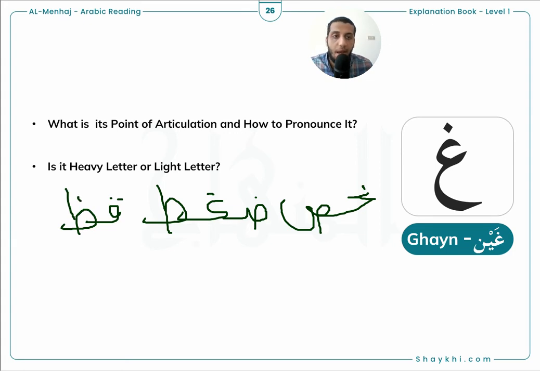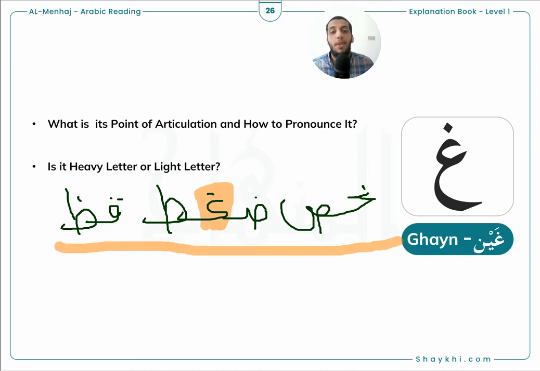And you see this is letter Ghayn here. So letter Ghayn is one of the heavy Arabic letters. So all these letters, when you pronounce them, the back of the tongue should be raised. Okay? Kha, Sa, Da, Gha, Ta, Qa, Va. We almost discussed all of them except letter Qaf.